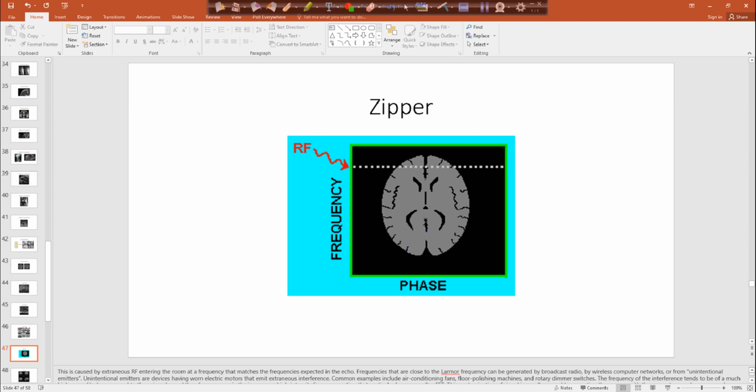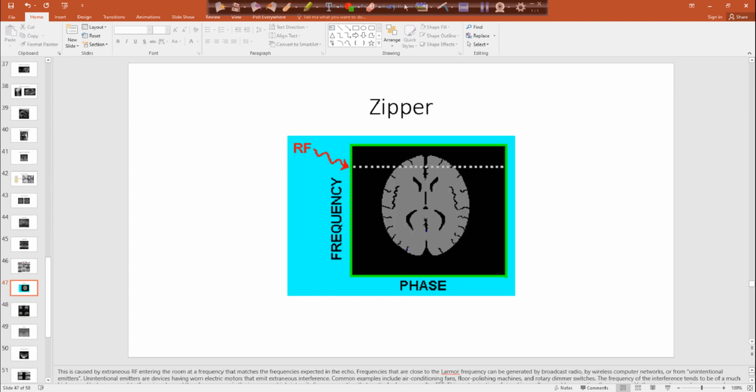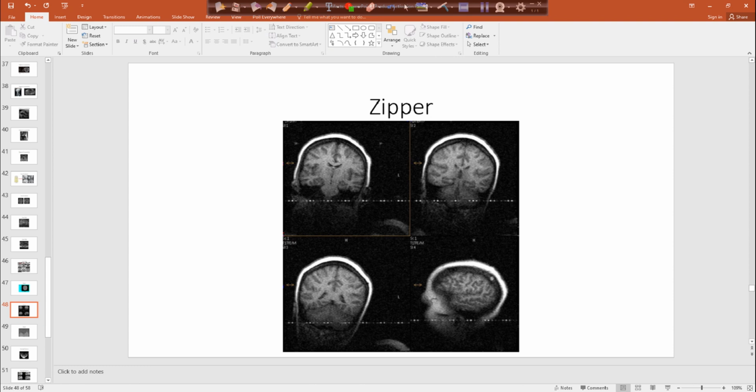So what it looks like is this zipper artifact. You can see little dots across the image in your frequency direction. So remember your directions, your frequency direction. It's on the chart too. It's RF pulses leaking into the room, and it looks like a zipper, just like in your pants, a zipper artifact streaking across the image in the frequency direction.